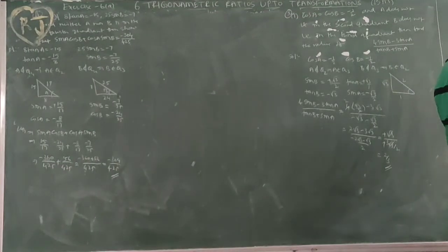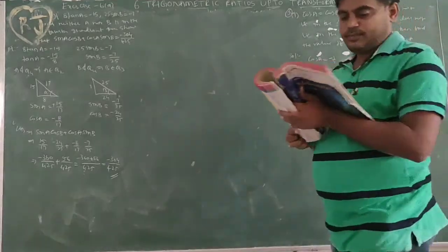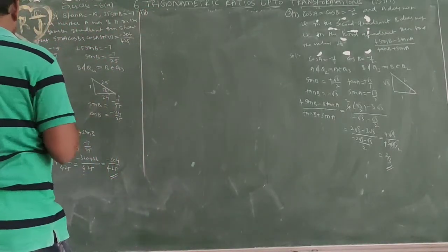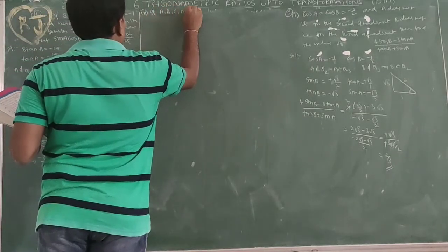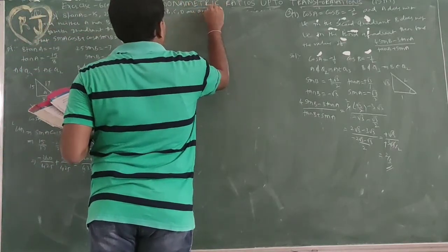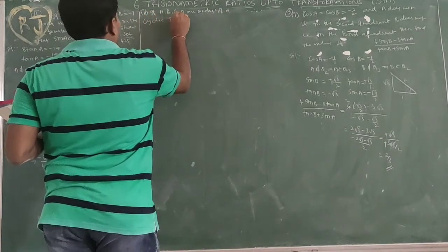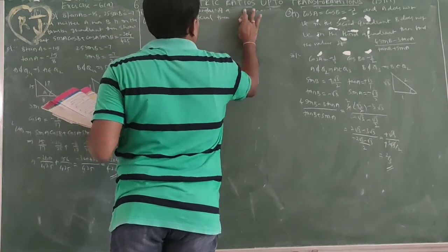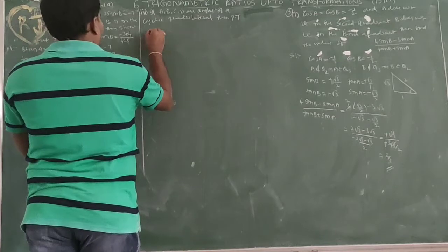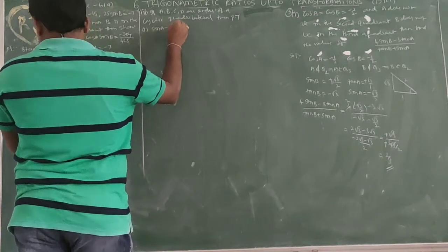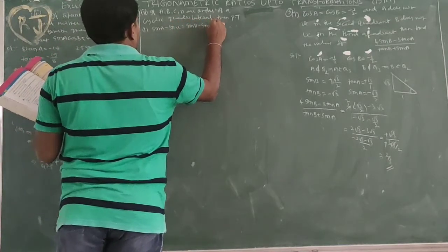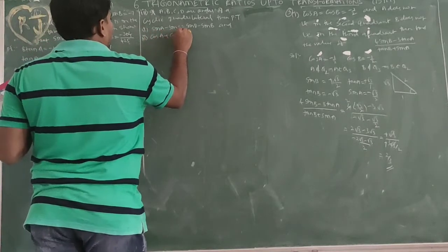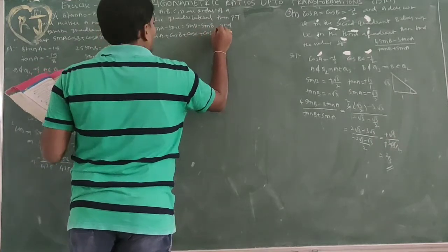Okay, next question. The third question is: if A, B, C, D are angles of a cyclic quadrilateral, then prove that first, sin A minus sin C equal to sin D minus sin B, and second, cos A plus cos B plus cos C plus cos D equal to 0. We need to prove this.